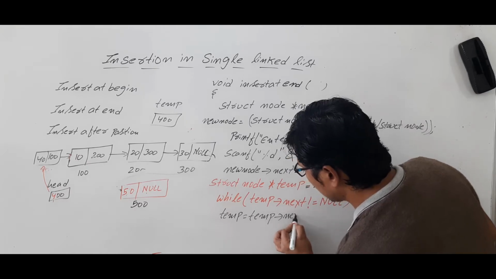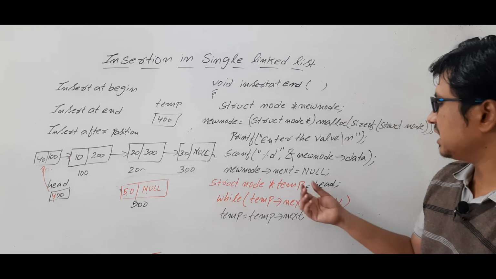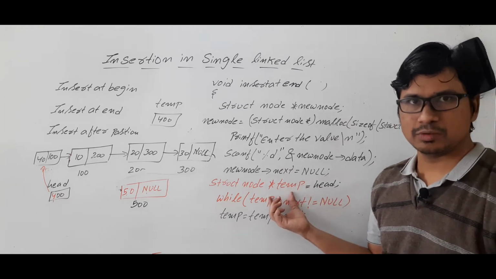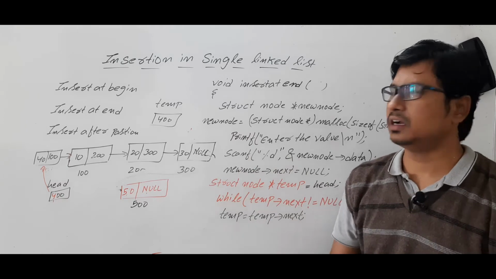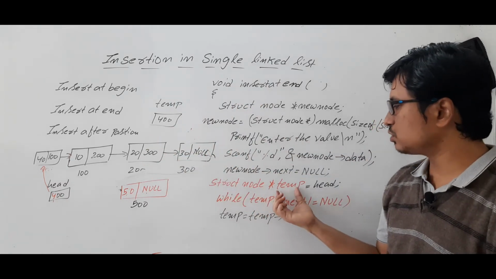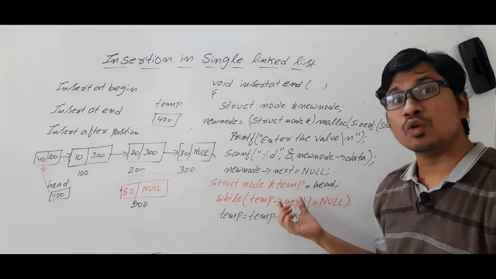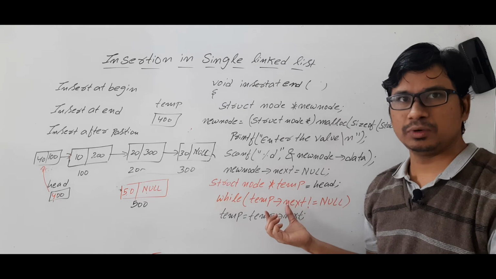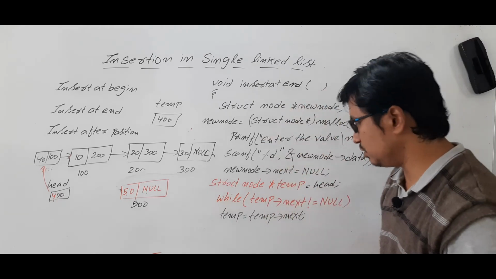Then maybe you can ask me one doubt: sir, in the earlier video also you declared a variable called temp, which is a pointer. Again you are declaring, is it wrong? No, it is not wrong, because that is another function and this is another function. If you are declaring a pointer variable called temp, it is a local variable. Is it clear? A local variable can only be accessed within this function.